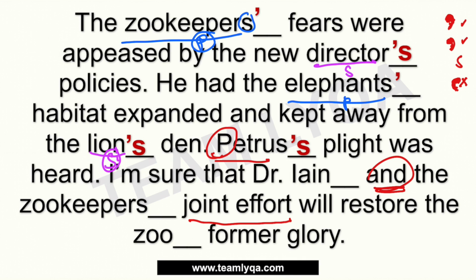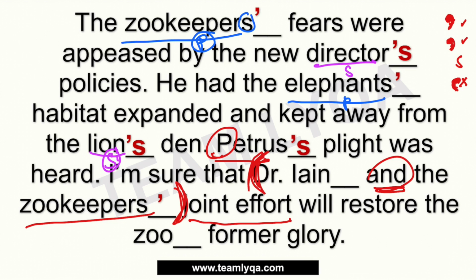So, ang preference natin dito, pwede mong gawin na Dr. Ian and the zookeepers and then just add an apostrophe dun sa zookeepers. Kasi ang bilang mo is, kung ano yung effort niya, effort din nila. Parehong effort yon. Okay? Joint effort magkasama sila. So, dun mo lang sa dulo lalagyan ng apostrophe. Okay? Pareho silang magmamayari nung joint effort na yon. So, we'll restore the zoo former glory.